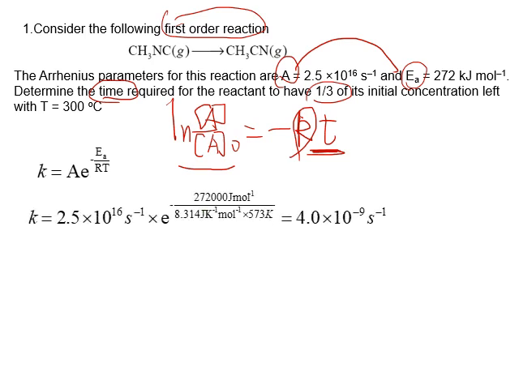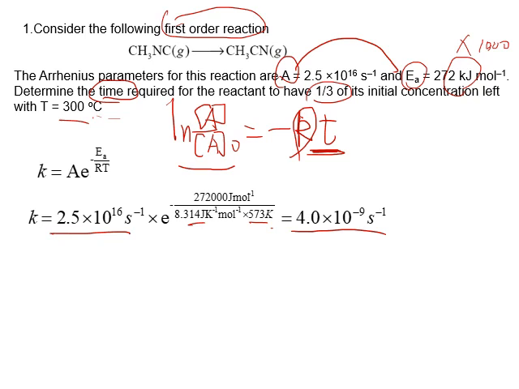So plug in all the data. This is A. Now EA, your unit is kilojoule, you must change to joule, so times 1000 to go from kilojoule to joule. And then divide by RT. For T, 300 Celsius goes to Kelvin. Okay, and that gives you the k constant.